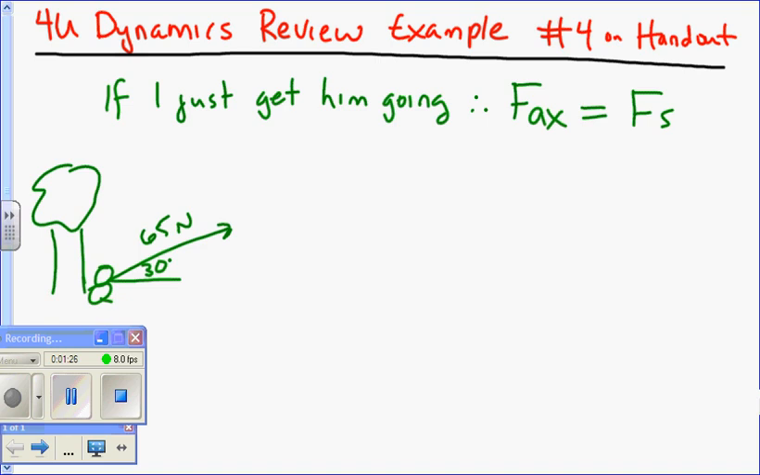Fs, of course, is static friction. So if you're just starting something moving, I'm just overcoming the static friction force to get going. I'm applying it just enough. And that would be, and I say X because it's the force I'm applying in the X direction.